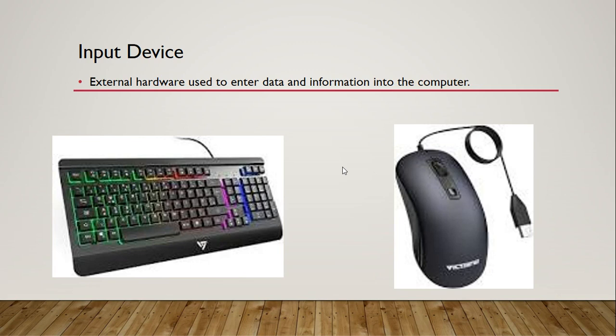So it reads: external hardware used to enter data and information into the computer. Can you please write this bullet point down and give me two examples? The keyboard, the mouse. You could have also got a microphone, a remote controller, a PS4 controller, anything that sends information into the computer. So pause the video, write the notes, and then come back.